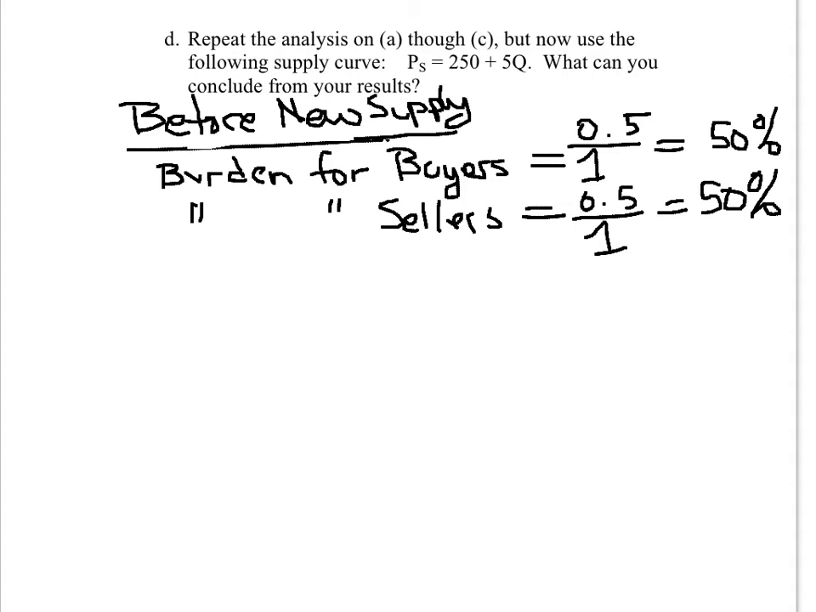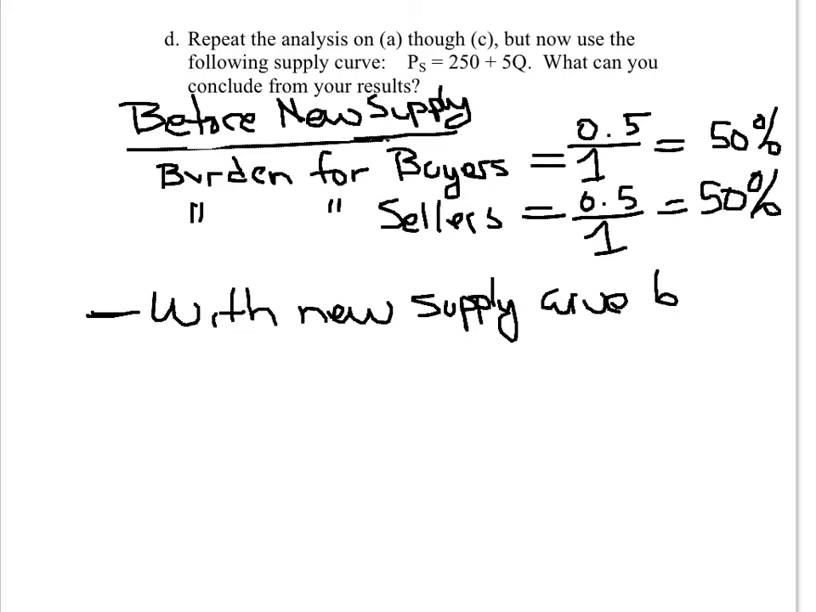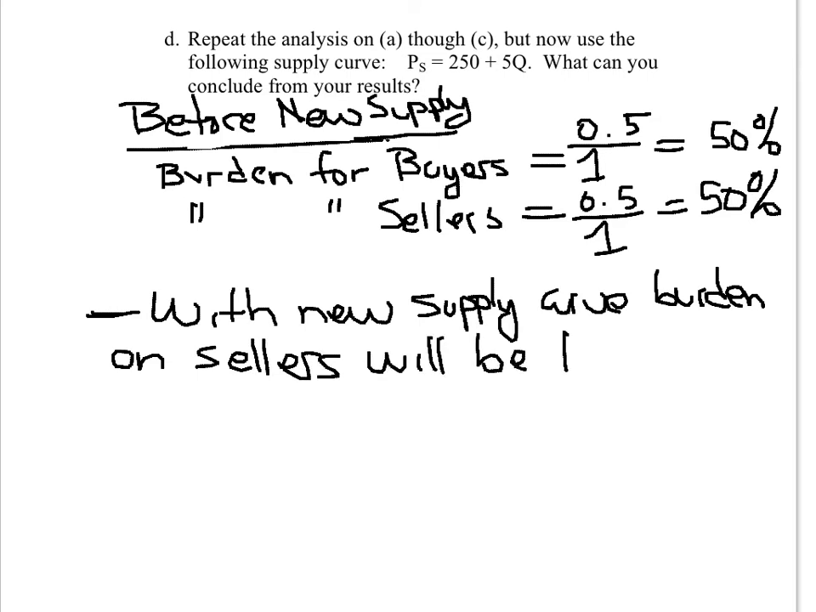And this question basically asks you, if you solve the numbers, what you're going to find out is that the change in price for the buyers is going to be more than the change in price for the sellers. So basically, with the new supply curve, the burden on sellers will be lower, and by the same token, the burden on buyers will be higher. So the tax burden share that the sellers have will be less, and the reason is because of this here.